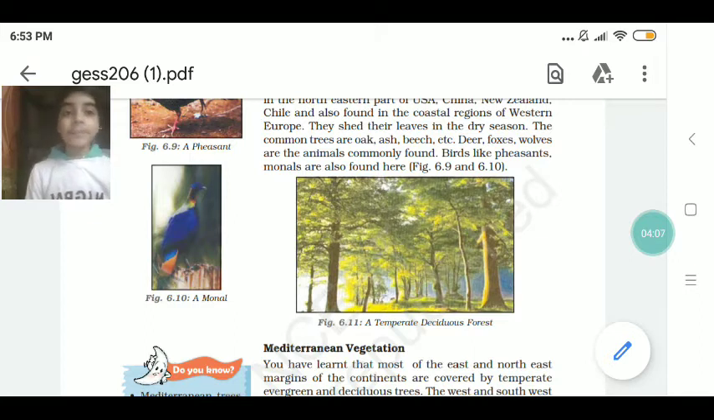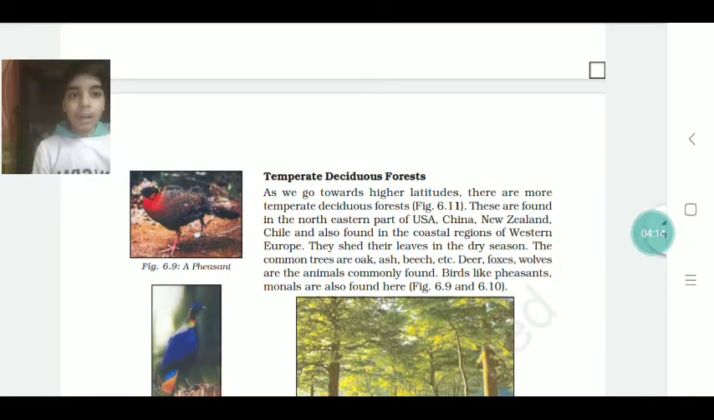So now let's move to Mediterranean vegetation. But we have not read the full paragraph. So let's study that and then we will move. As we go to higher latitude, there are more temperate deciduous forests. These are found in the northeastern part of USA, China, New Zealand, and Chile, and also in the coastal region of Western Europe.